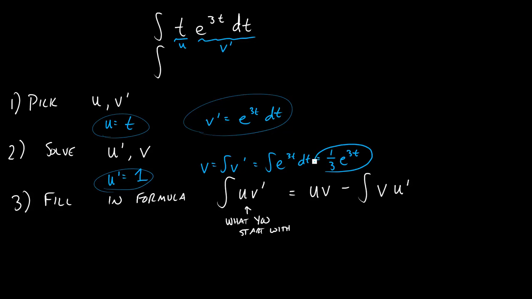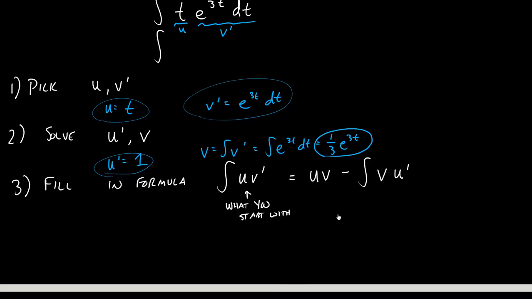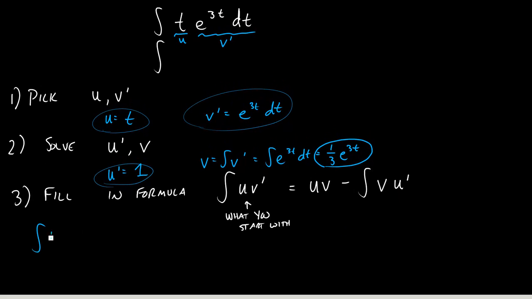So once you've done this, we have four things that we can use, and all we need to do is drop them into this formula. So we started out with the integral of u v prime. And our formula tells us, this is kind of like the product rule from before, right? Where you need to pick out two functions and find a bunch of things and then just drop them into a formula. So we started out with the integral of t e to the 3t dt, which is u times v prime. And this integral is going to be equal to u times v, which I have here, t times 1/3 e to the 3t.